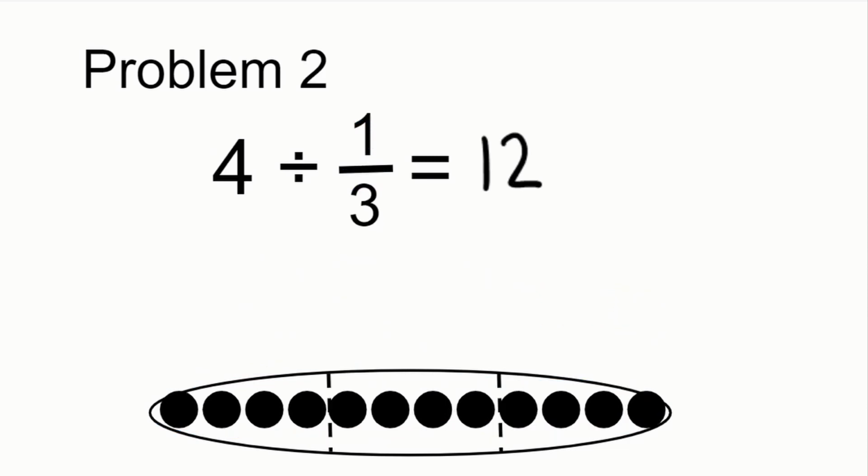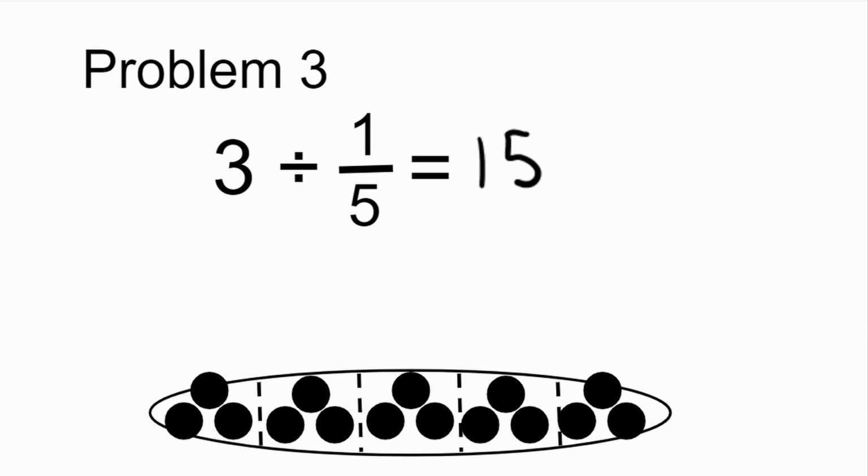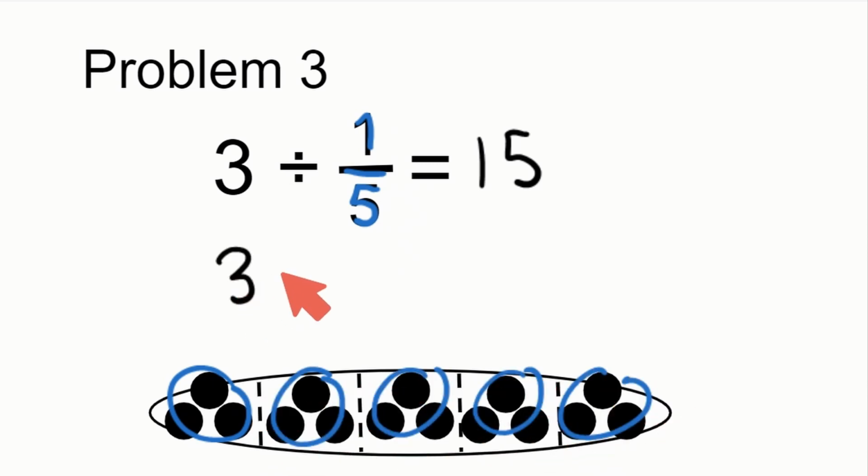Reviewing problem 2, this 1/3 is telling me it takes 3 parts to make one whole group. So I could rewrite this as 4 times 3 parts equals 12 objects in the group. 4 times 3 equals 12. Reviewing problem 3, 1/5 is telling me it takes 5 parts to make one whole group. So I can rewrite this as 3 times 5 parts equals 15 in one group. 3 times 5 equals 15.